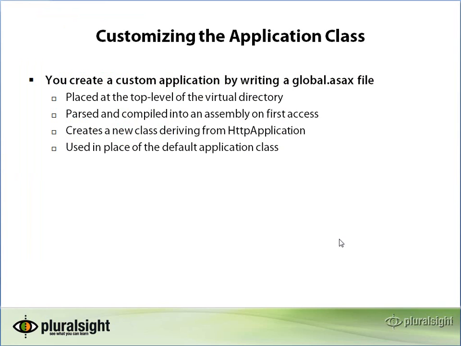And the way you're going to customize, the way you're going to build these is you're just going to create a file called global.asax, and that file needs to be placed at the top level of the virtual directory. And then when the application is accessed, it will be parsed and compiled into an assembly, much like pages are, and a new instance of the application class or your derivative will be constructed. So you're going to create a class that derives from application and have it use that class instead of the default HTTP application class. And we'll do an example of that next.